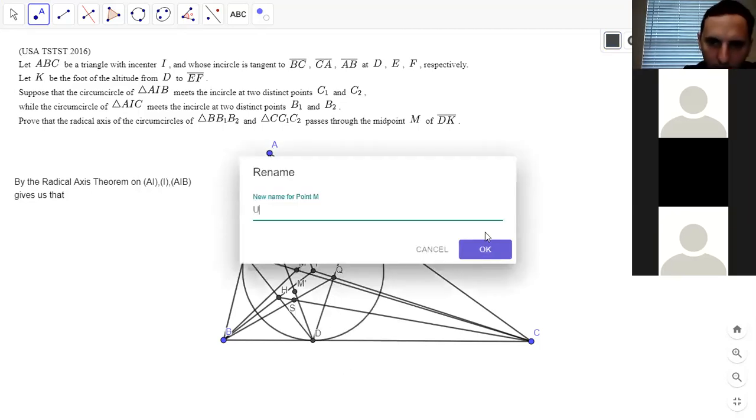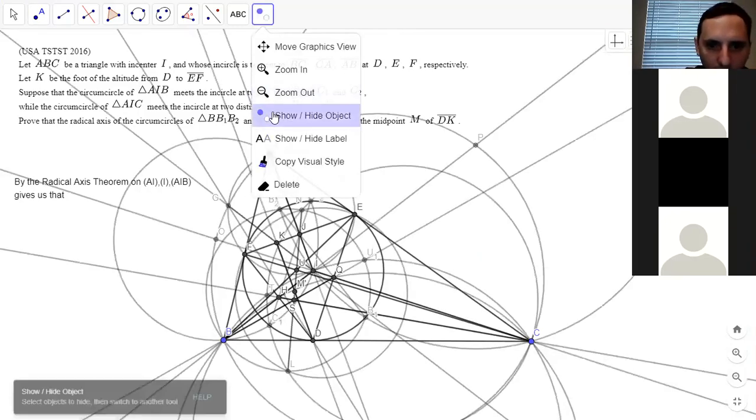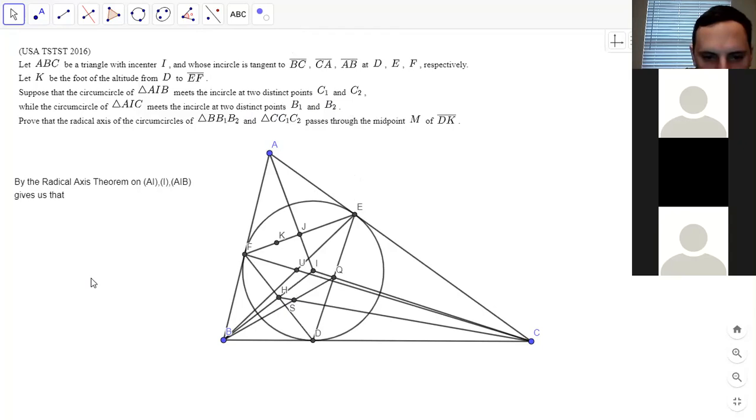Call it U. So can we show S, U, and J are collinear? Then we don't even need DK. Oh, really? U is like on that, the request is as well. To show S, U, and J are collinear. Oh no.